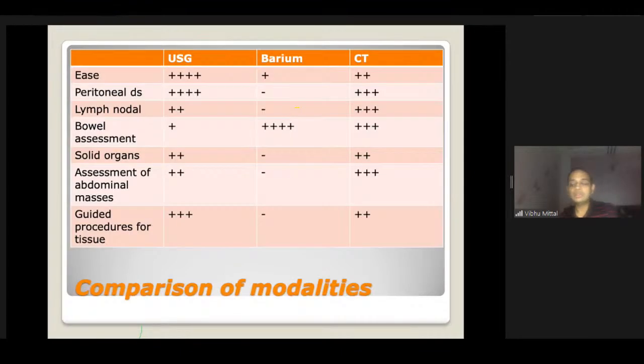When you compare these three commonly used modalities for their ease, ultrasound definitely scores way ahead. For peritoneal disease as well as lymph nodal disease, and for bowel assessment, CT enterography is the best, but ultrasound is not behind. I'll say it is equal. Solid organs, both by ultrasound and CT. Assessment of bone masses, ultrasound and CT. Guidance of procedures, ultrasound and CT. That is the reason barium is going into disuse. So ultrasound first, and if you want further information, CT.